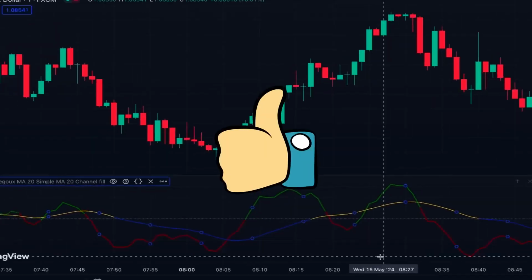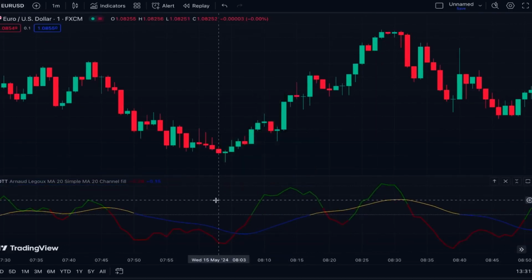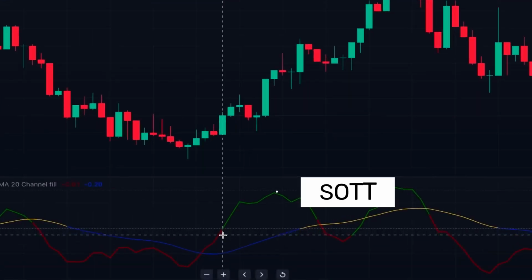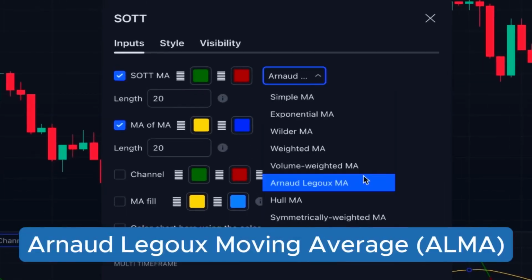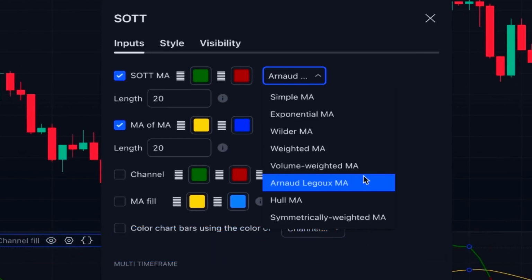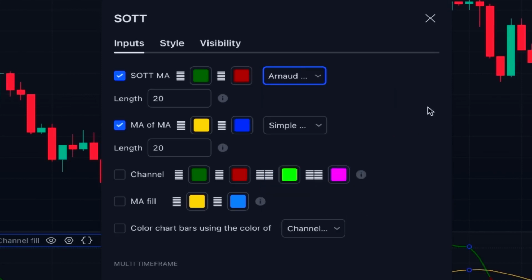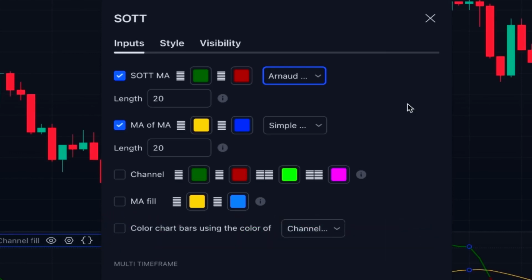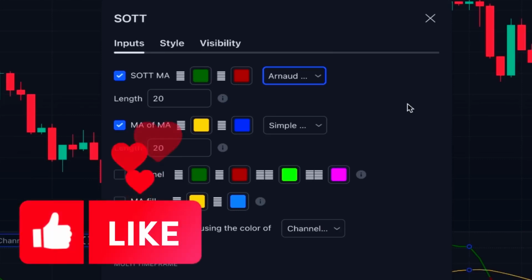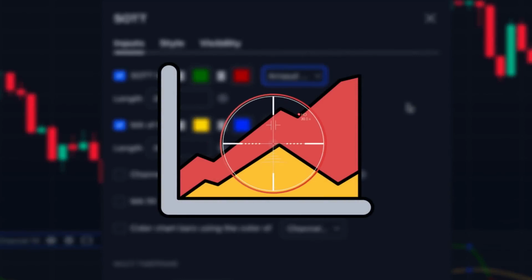So now I can better show you the two components of this indicator, and then I will explain about the background colors. This line that changes color between green and red is the SOTT moving average. By default, it's set based on Arnold-Legoux moving average, which is also known as ALMA. There are also other types of moving averages that you can choose from here, but I recommend using Arnold-Legoux moving average because it's a different type of moving average that uses Gaussian distribution that is shifted with a calculated offset, so the average goes closer to the more recent data, and because of this it can eliminate minor fluctuations, so enhancing the accuracy of the moving average.